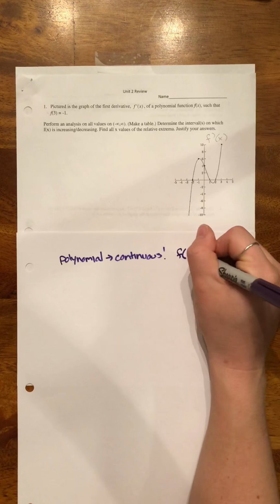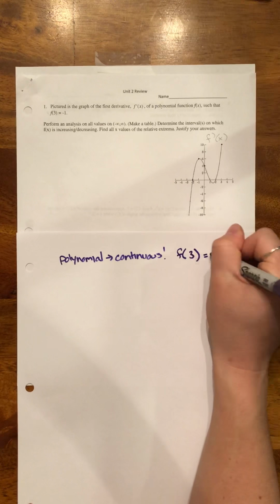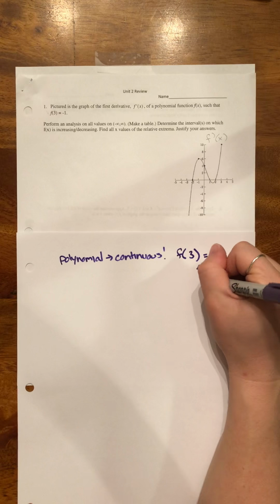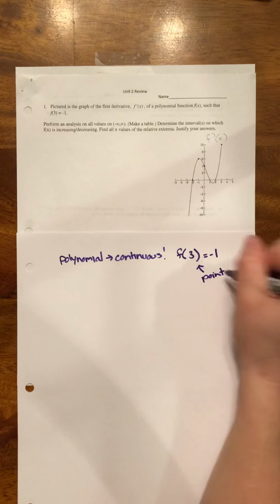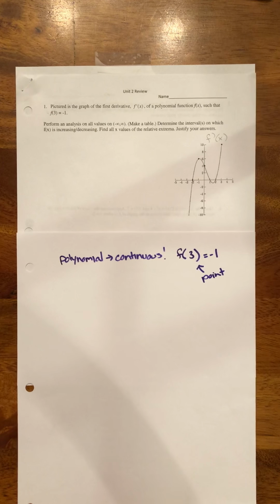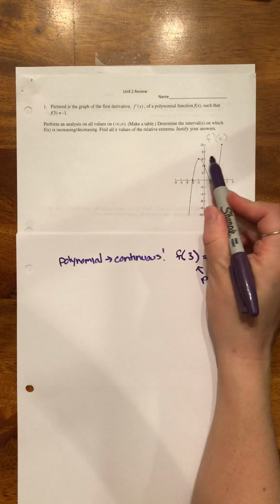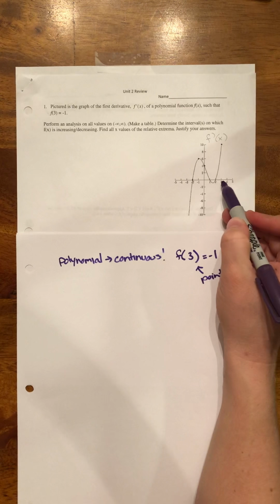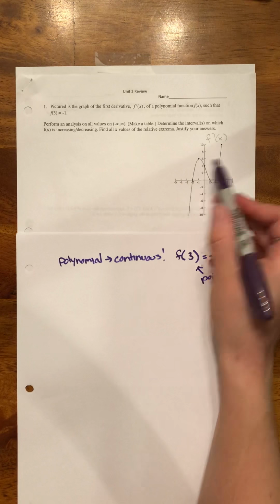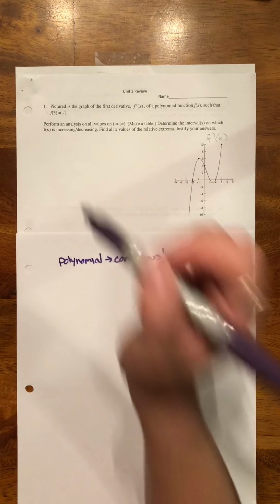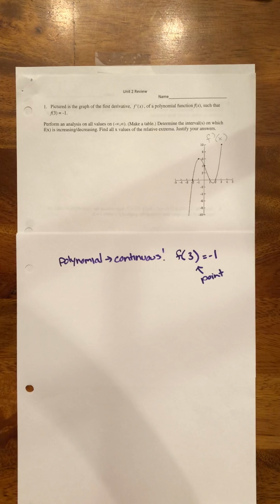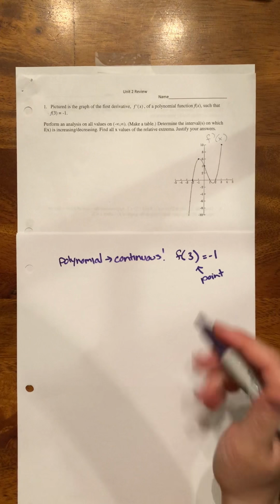Okay, so right now, f of 3 is equal to -1. This is a point. And it's on the graph of f of x, not on the graph of f prime. So if I went over to 3, I can see this is not at 1, because this is saying from the function f of x. Okay, so perform an analysis on all values from -infinity to infinity. And I need to figure out where f of x is increasing or decreasing.